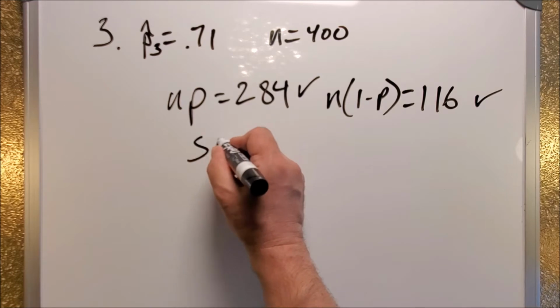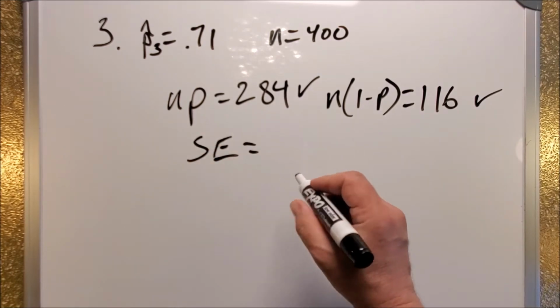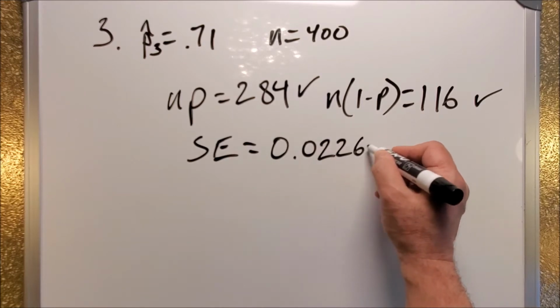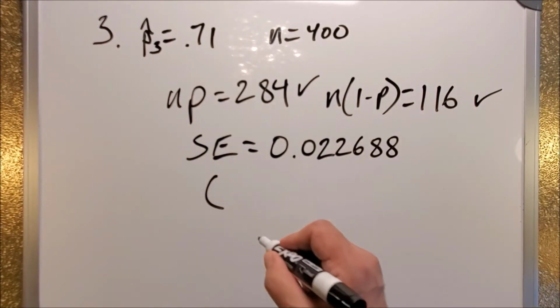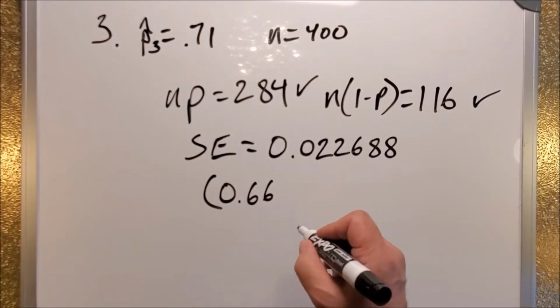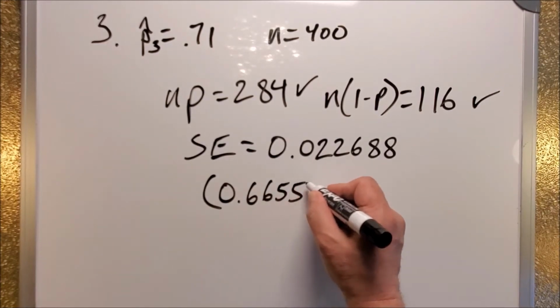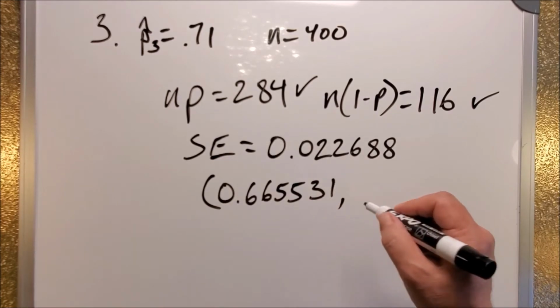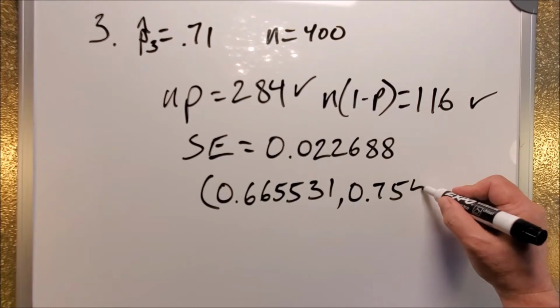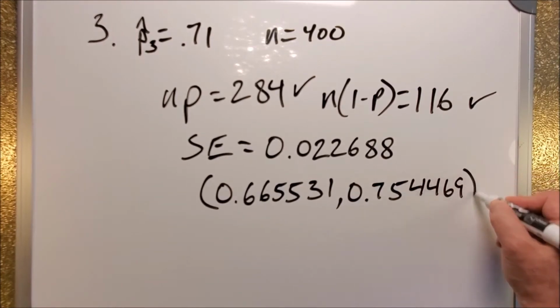Our standard error is 0.02268, and that lends us a confidence interval of 0.665531 to 0.754469. So something I didn't do with the last confidence intervals.